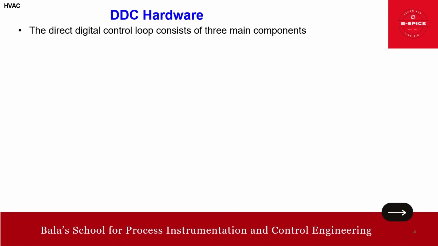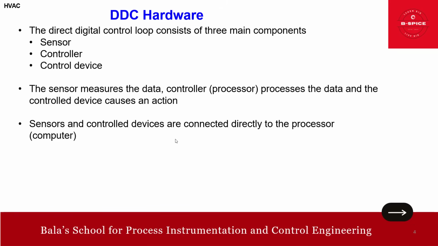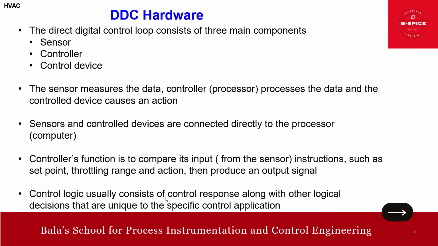So the direct digital control loop consists of 3 main components basically. One is the sensor, of course, and the controller and the controlled device. Basically, friends, the sensor measures the data, the controller processes the data, and the control device causes an action. This is a field device, right? So sensors and control devices are connected directly to the processor, meaning computer. The controller's function is to compare its input instructions such as set point, throttling range, and action, then produce an output signal. Very simple. Control logic usually consists of controlled response along with other logical decisions that are unique to the specific control application.